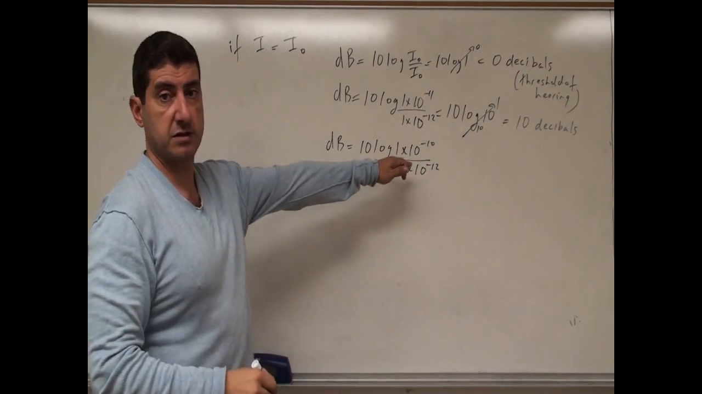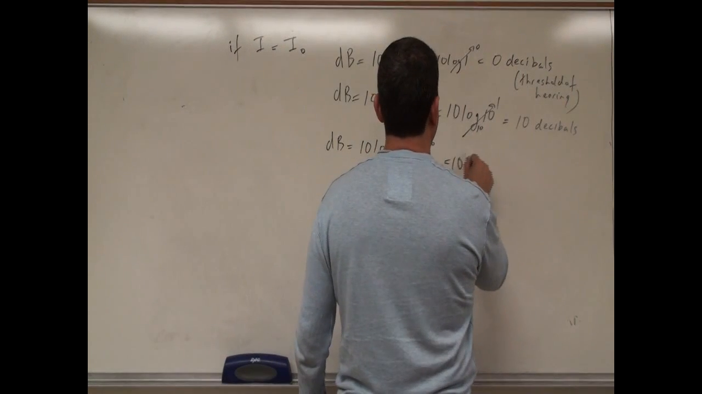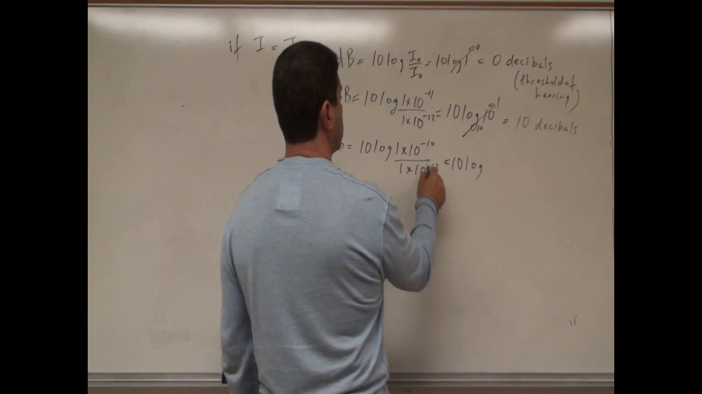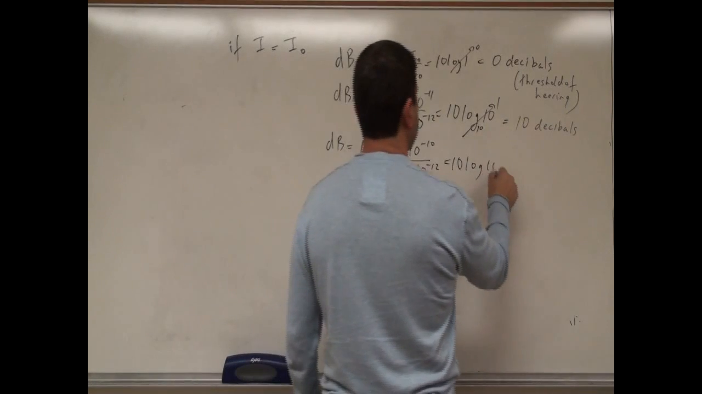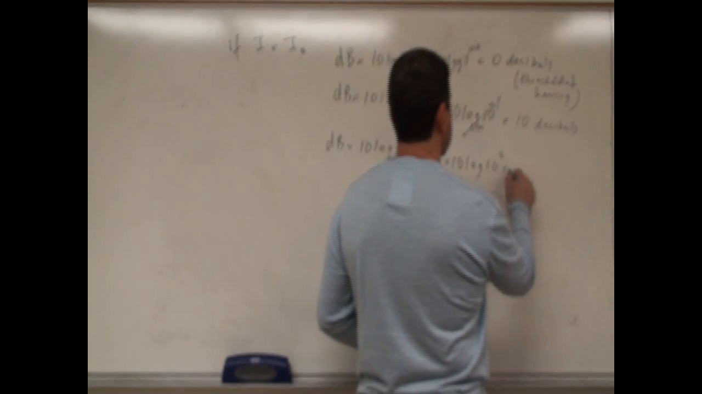Right? 10 to the minus 10th. That means that's 100 times more intense, right? So then you're going to have 10 log of 10 to the minus 12 goes to the top, makes this 10 to the second. So 10 to the second is 100, right? 10 to the second is going to give you what?